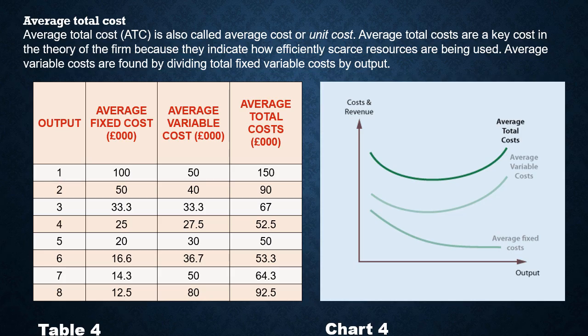And the next is the average total cost. Average total cost is also called average cost or unit cost. Average total costs are a key cost in the theory of the firm because they indicate how efficiently scarce resources are being used. Average total cost is found by dividing the total cost by output.